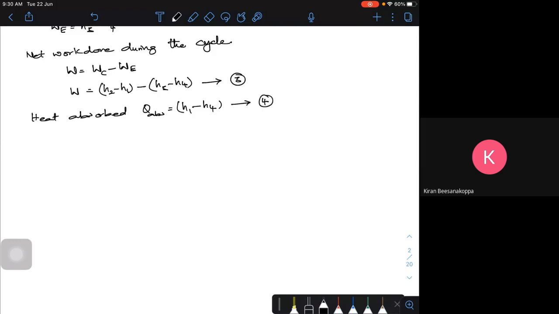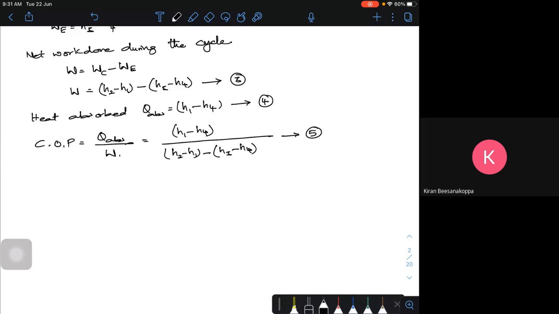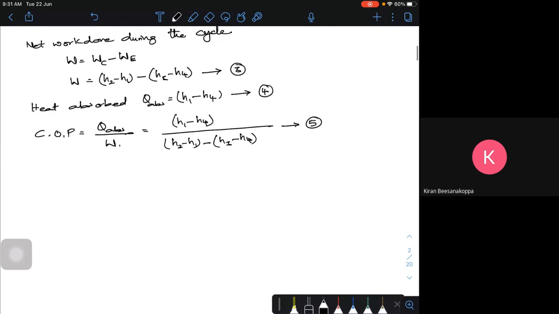Now we will write the expression for the COP. COP is nothing but heat absorbed divided by work done, that is W. That is H1 minus H4 divided by H2 minus H1 minus H3 minus H4. So this is your expression for COP in terms of enthalpy.